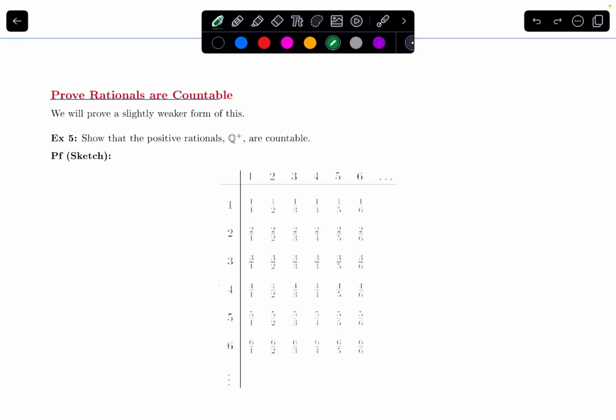So remember that rational numbers are numbers that can be written in the form a over b, so as fractions, where the a and the b are integers. And of course, b can't be 0, otherwise it's undefined.